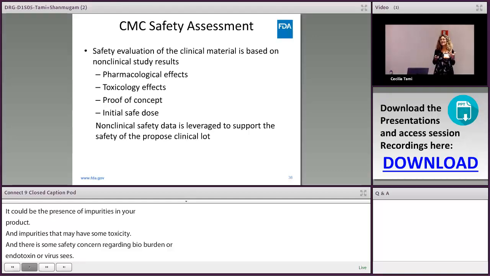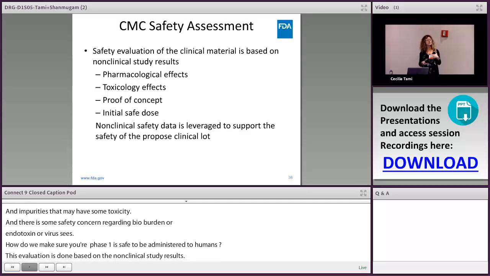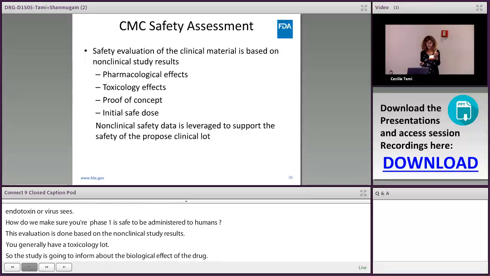So how do we ensure that your phase 1 proposed clinical material is safe to be administered to humans? This safety evaluation is done based on the non-clinical study results. You generally have a tox lot, and you do your non-clinical studies. These studies are going to inform about the pharmacological and toxicological effects of your drug. They are also going to provide some proof of concept of the mechanism of action and inform the initial safe dose.